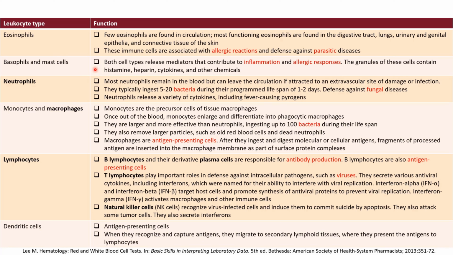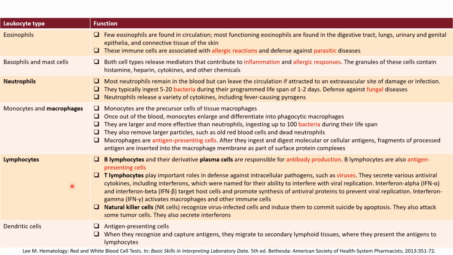Basophils and mast cells are also active during allergic response, especially anything with histamine release, and they have a role in inflammation. As I mentioned, neutrophils have a big role in bacterial infection, but they're also important in fungal infections. Macrophages are not only important in bacterial infections, but they're also antigen presenting cells, so they activate lymphocytes.